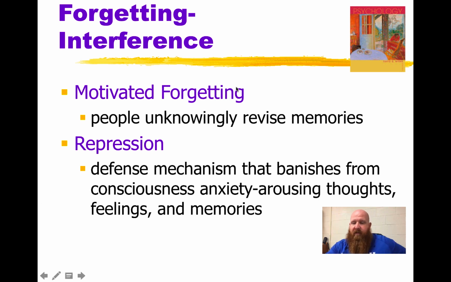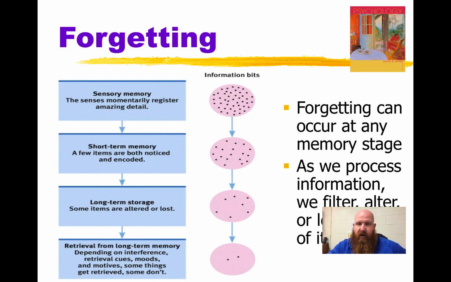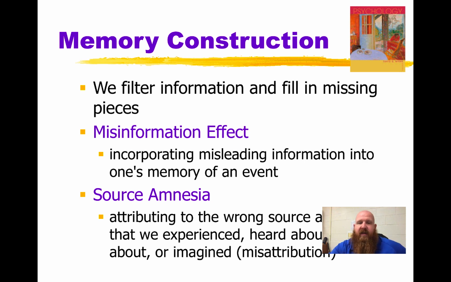People unknowingly revise memories. So when we do bring that memory back, again, we filter and fill in information that is missing. Just like right here, 2 bits of information is a lot less than whatever this is, 25. So in order for those 2 bits to make sense, we fill in that information. That is called the misinformation effect, incorporating misleading information into one's memory of an event.